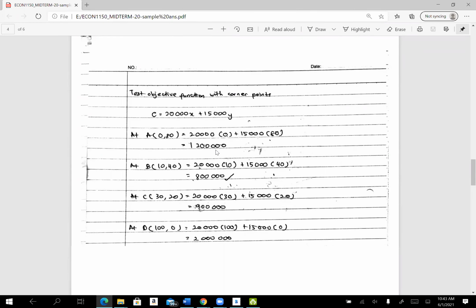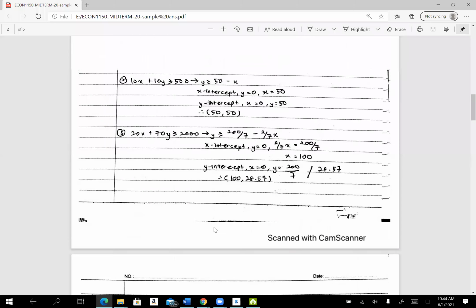Dia tak ada buat. Macam mana dia dapat point ni? Did you do that solution?